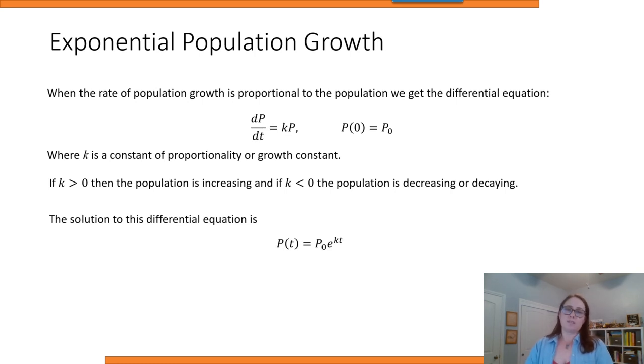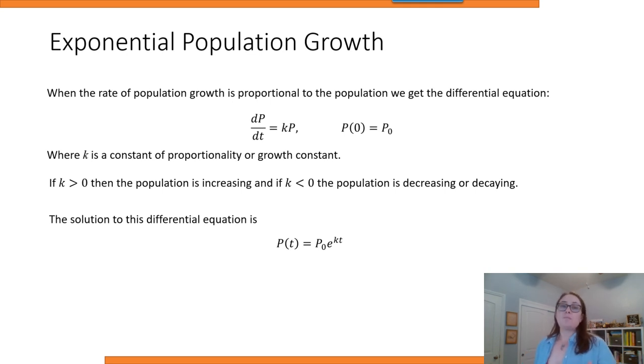And just a note on the constant of proportionality: if it's positive, then we know that the population is increasing. If k ends up being negative, then the population is decreasing or decaying. So the solution to this differential equation is P of t equals P naught times e to the kt. This is the formula that should be somewhat familiar to you. You may have run into it in a previous math or science class.